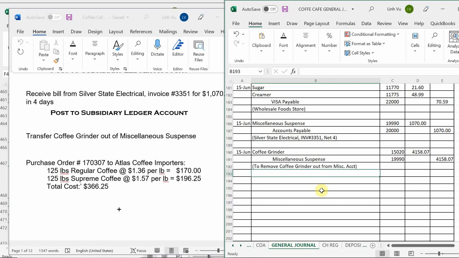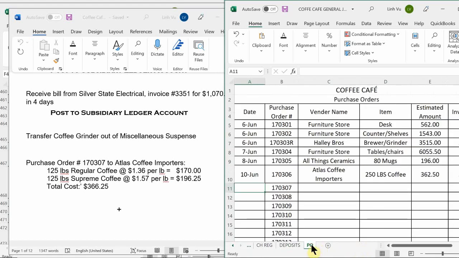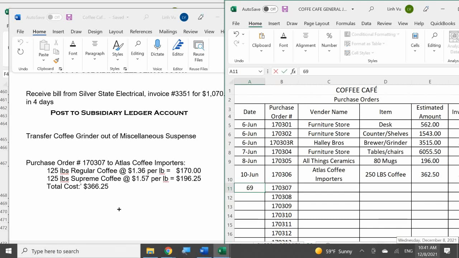What happened here? We did a purchase order to Atlas Coffee once again, and we are buying another 125 pounds of regular coffee and another 125 pounds of Supreme coffee. What do you do with this transaction? You just go to purchase order list and post it. Good. All right. And it is to Atlas Coffee importers.